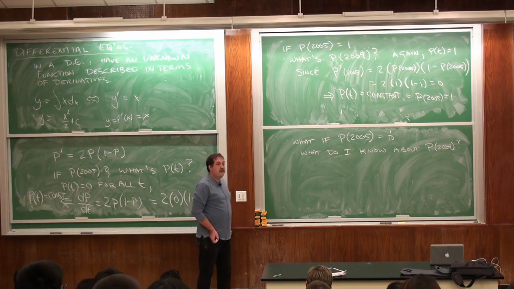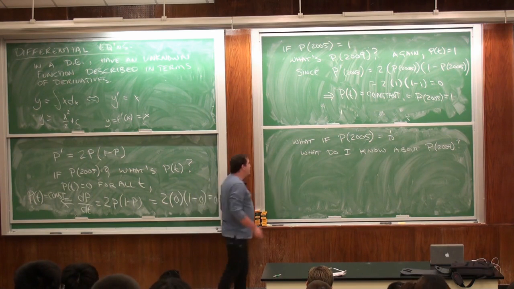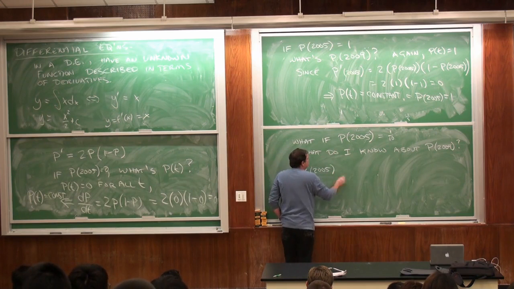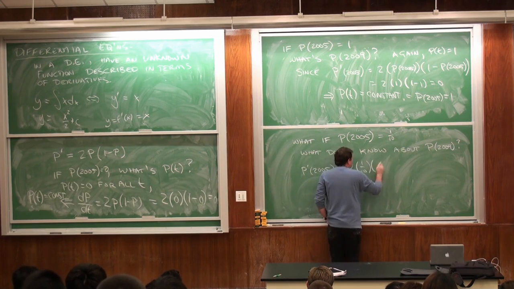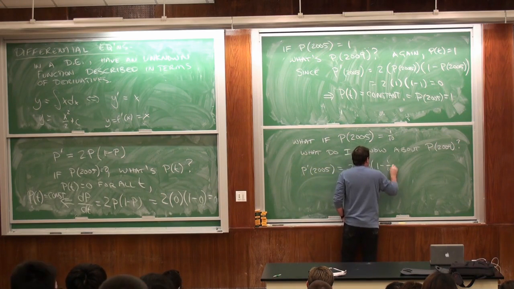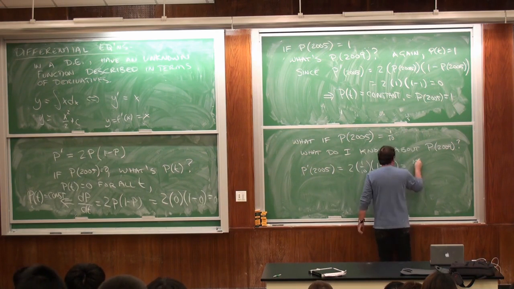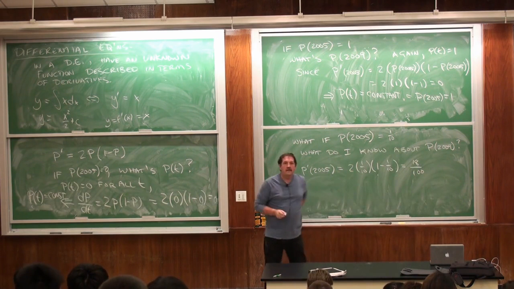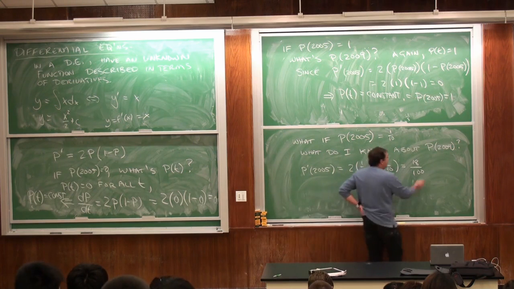One tenth? Well, why would it be one tenth? Because isn't it a constant? Nope, it's not a constant now because P prime of 2005 is twice a tenth times 1 minus a tenth, which is 9 hundredths times 2, 18 over 100. Yeah, it's bigger than a tenth. So this is bigger than zero.